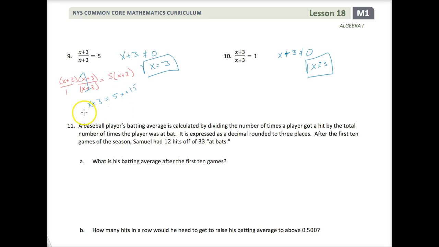Well, let's see here what we got. I can subtract x from both sides. And I end up with 3 equals 4x plus 15. That's going to require me to subtract 15. Minus 15, minus 15. Negative 15 plus 3 is negative 12 equals 4x. We got our 0 here. All right, and when we divide by 4, negative 3 is x.